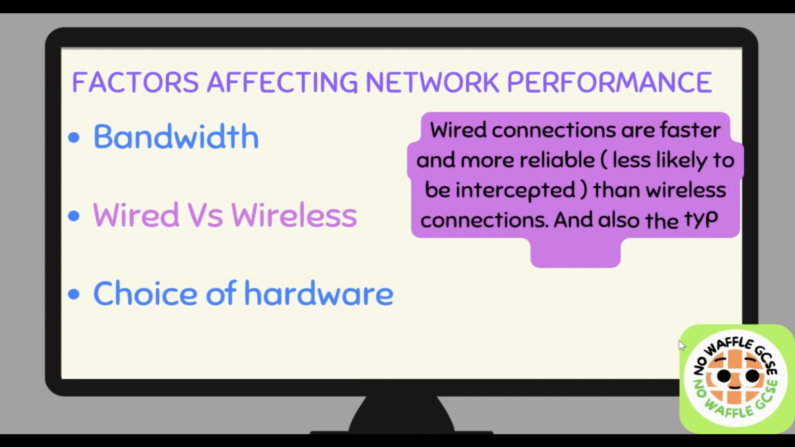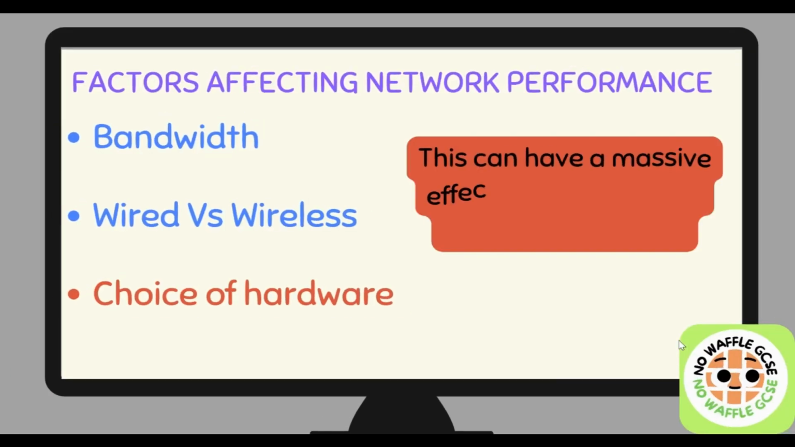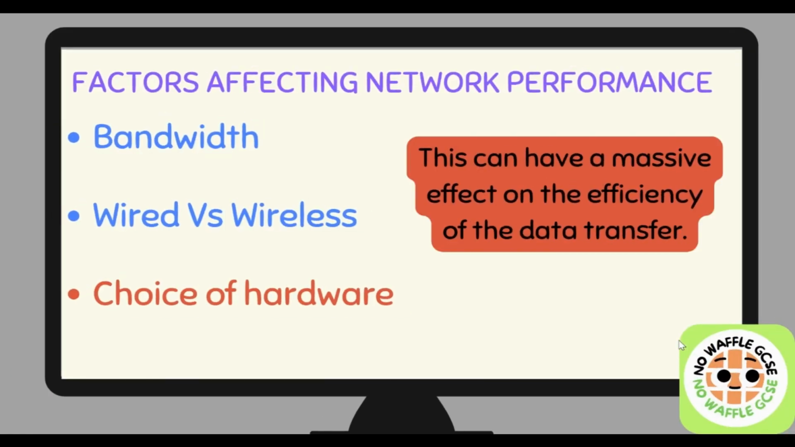Now, wired versus wireless. Wired connections are much faster and more reliable because they are less likely to be intercepted than wireless connections. It also depends on the type of wire used, which goes under the next one, choice of hardware, which can have a massive effect on the efficiency of the data transfer.